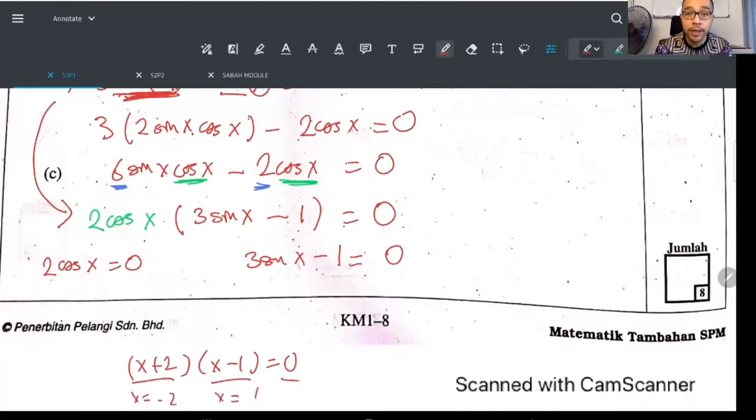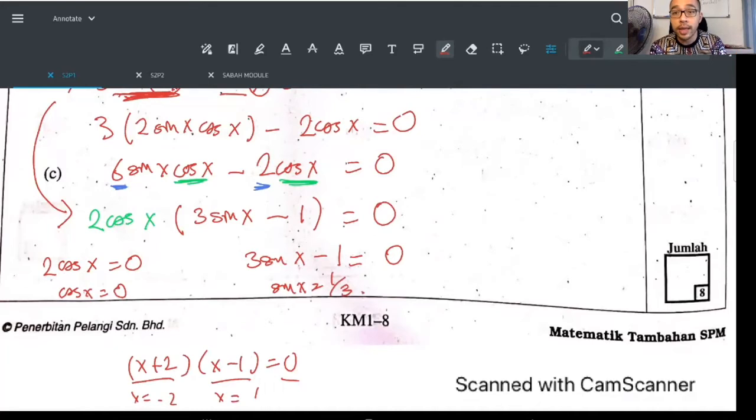That's how we do it. Okay, now let's settle this first. Cos x equals 0, and this one will be sine x equals 1 over 3, positive.